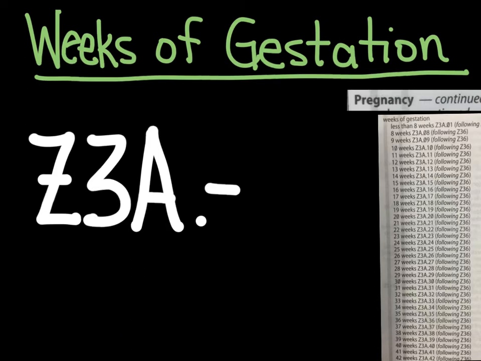Weeks of gestation codes, or Z3A codes, should be documented only in the maternal record to provide additional information about the pregnancy. This code may be found by beginning with the main term of pregnancy, and then we find the subterm weeks of gestation. You'll note that there is a separate Z3A code for each week of gestation. So take a few minutes and scroll through this week. It's pretty simple, and realize that often we need to pull in this code on maternal records.